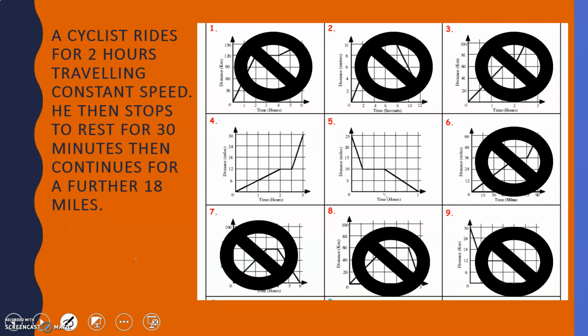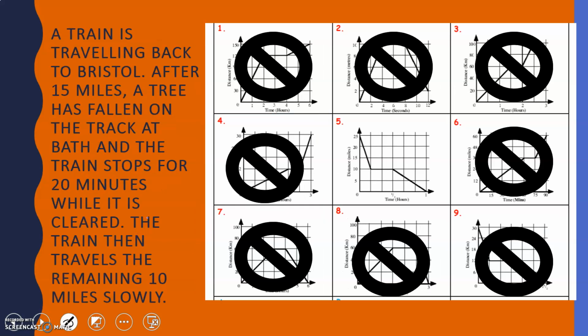Very good. A cyclist rides for 2 hours, traveling at a constant speed. He then stops to rest for 30 minutes, then continues for a further 18 miles. So he's driving, stops, continues. Well, the only graph that looks like that would be number 4.